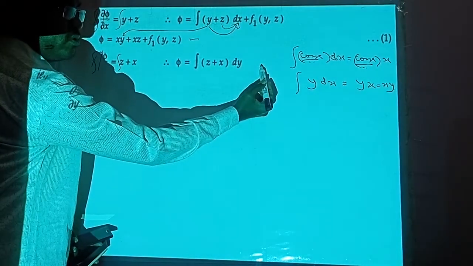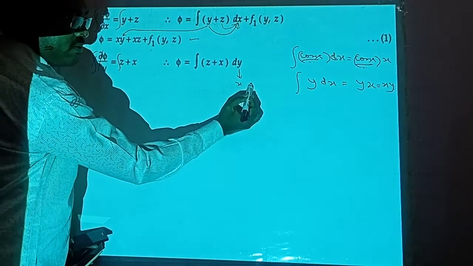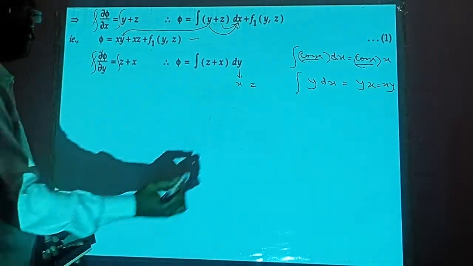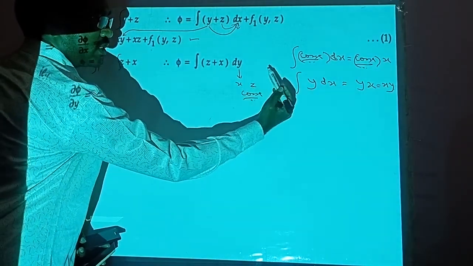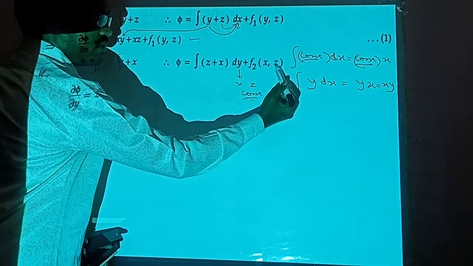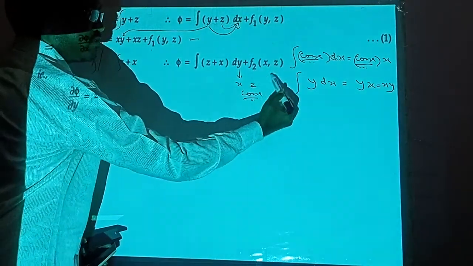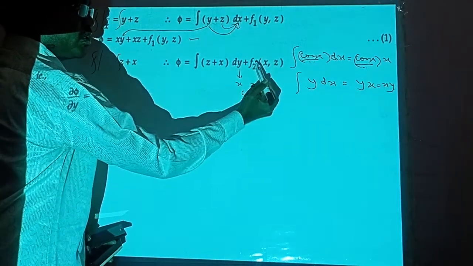What should be the constant? Since we have integrated with respect to y, your x and z are constants. So your constant can be taken as f2 of x comma z. So this is a constant. Why have we taken f2? Because we have used f1 here. Next is f2.